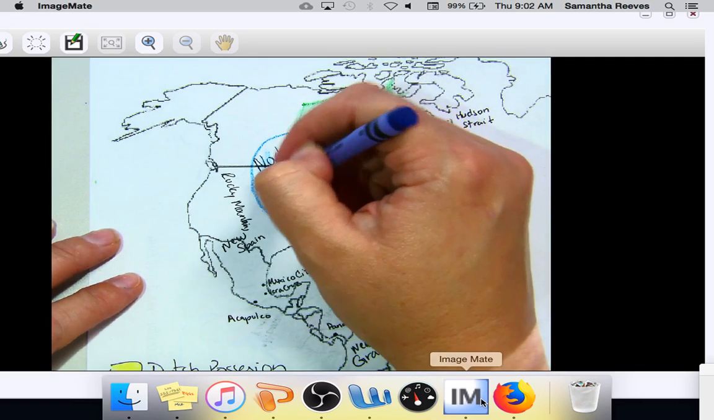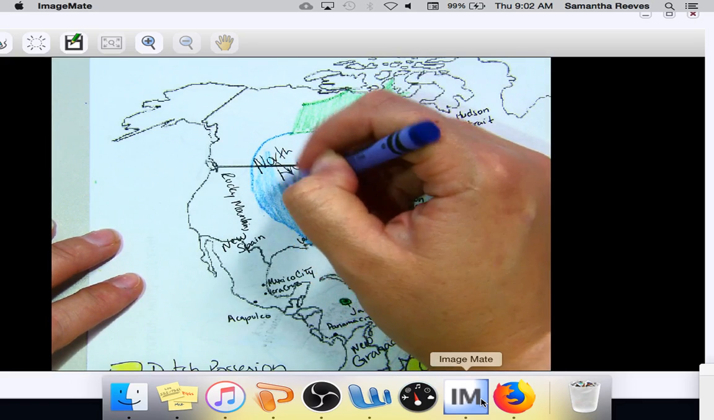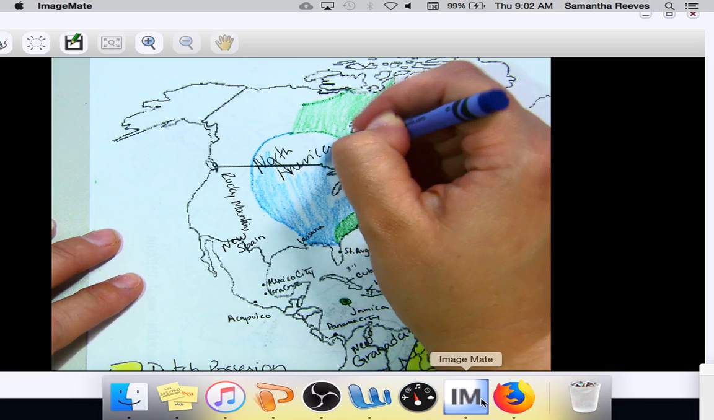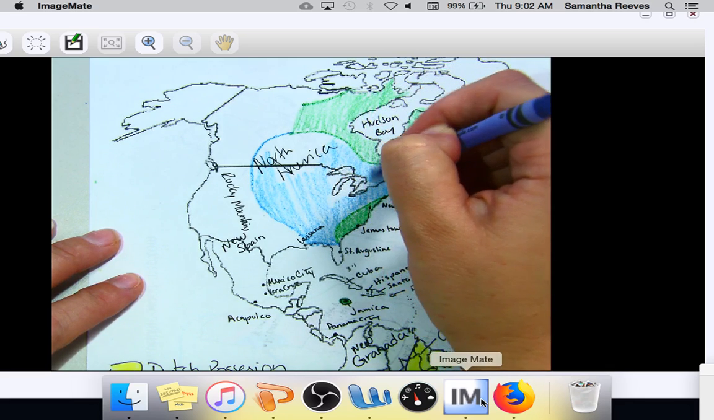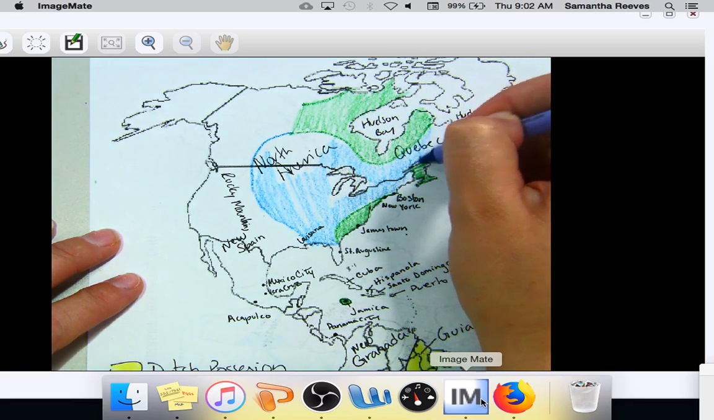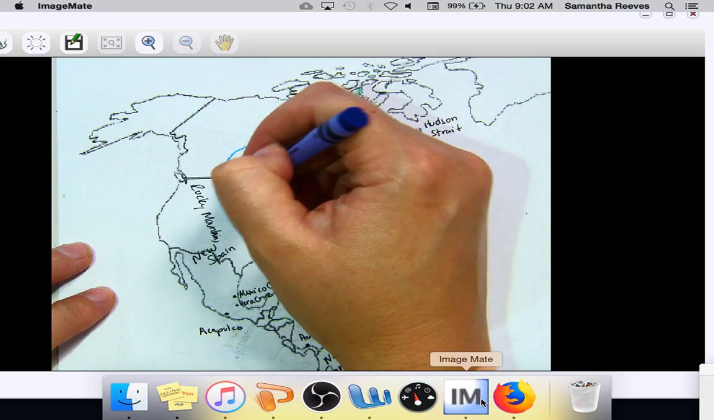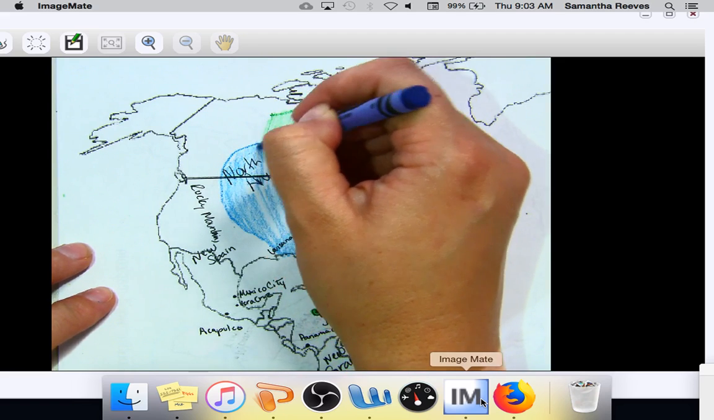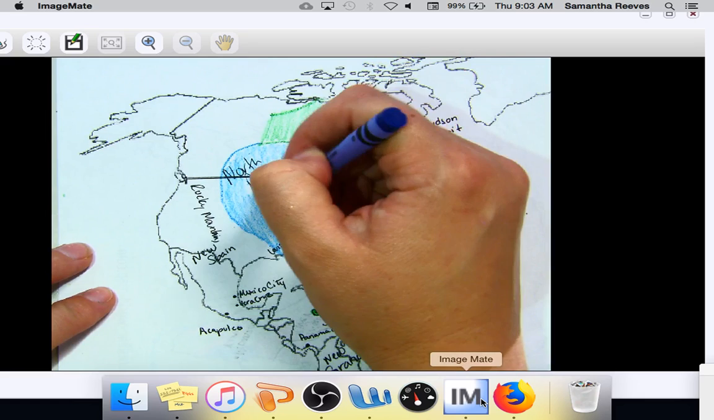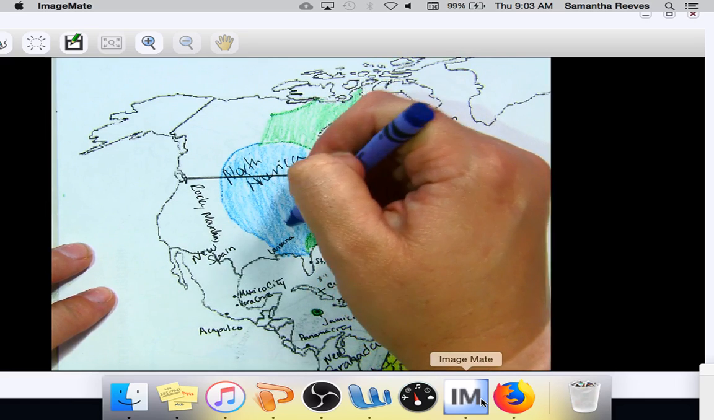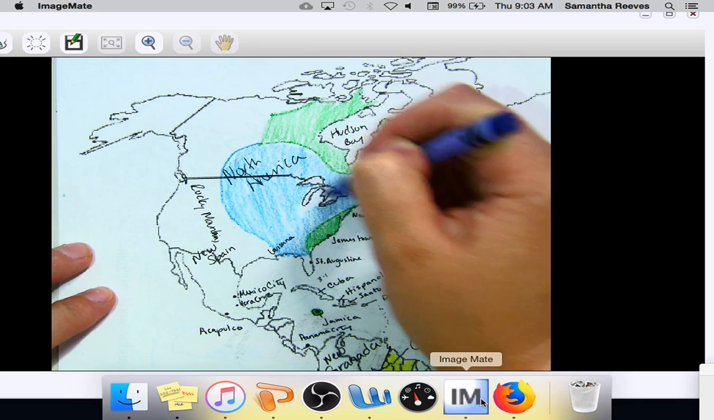However, they're going to lose some of it to the French and Indian War when the English win. They're also going to lose even more of it when they sell it to us under Napoleon. Napoleon's going to sell it, and Thomas Jefferson is going to buy it, and that's called the... There you go.